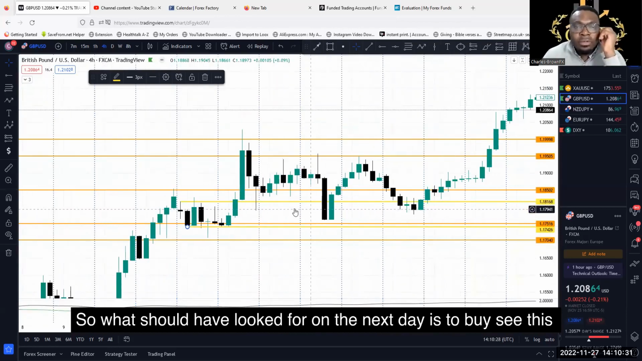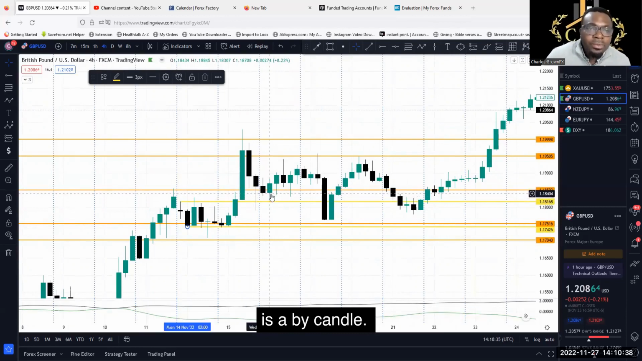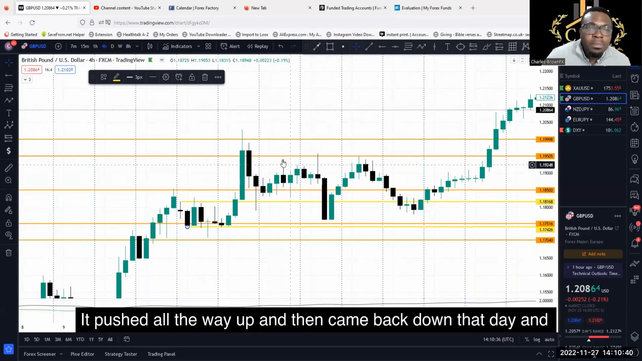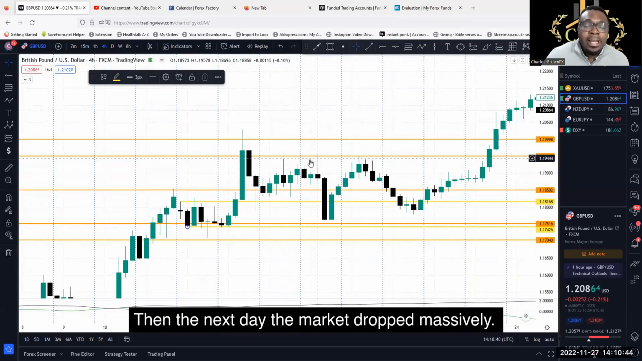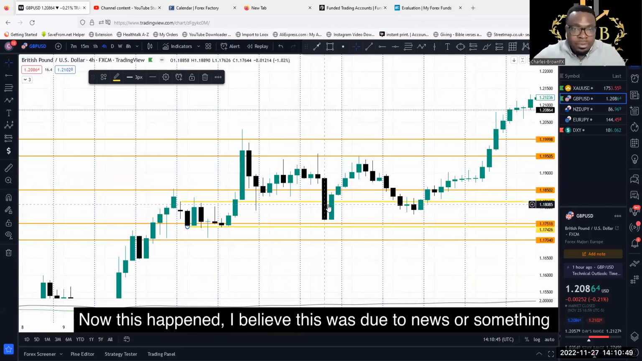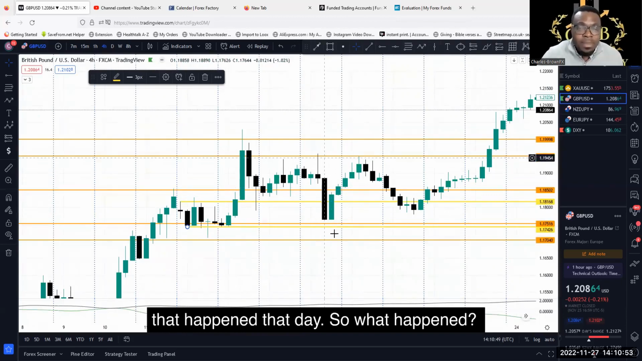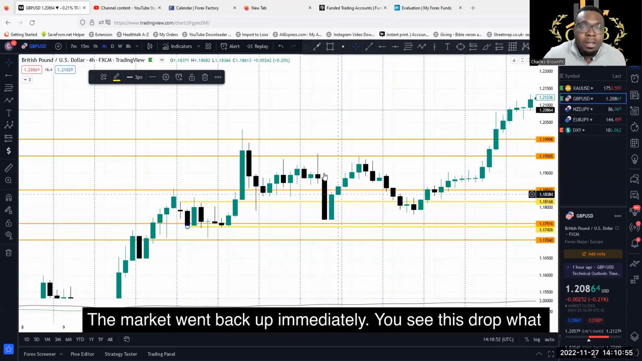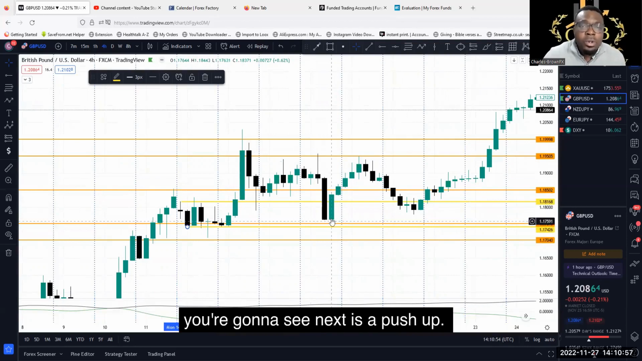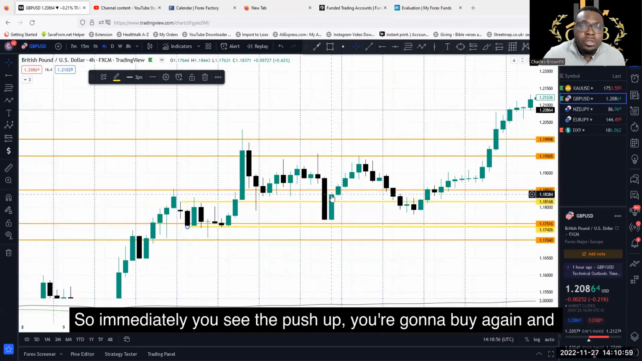So what you would have looked for on the next day is to buy. See, this is a buy candle. It pushed all the way up and then came back down that day and then went back up again. Then the next day, the market dropped massively. Now this happened, I believe, due to news or something that happened that day. So what happened? The market went back up. Immediately you see this drop. What you're going to see next is a push up. So immediately you see the push up, you're going to buy again.